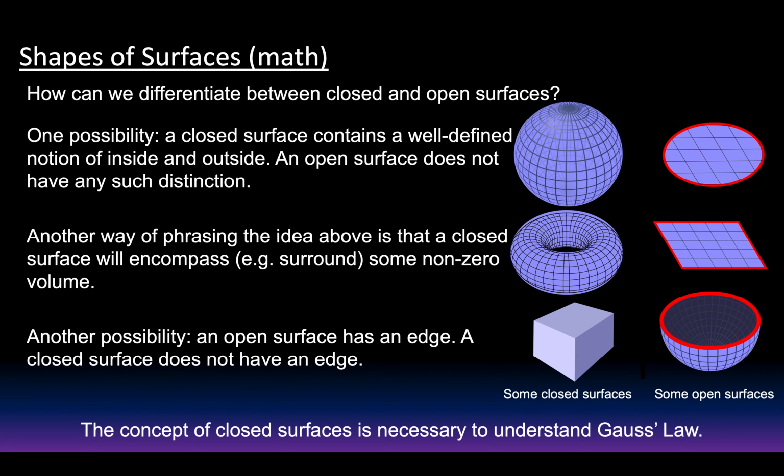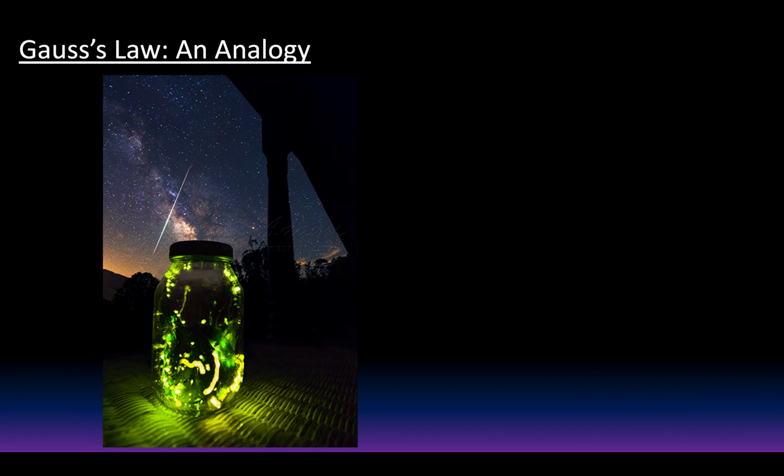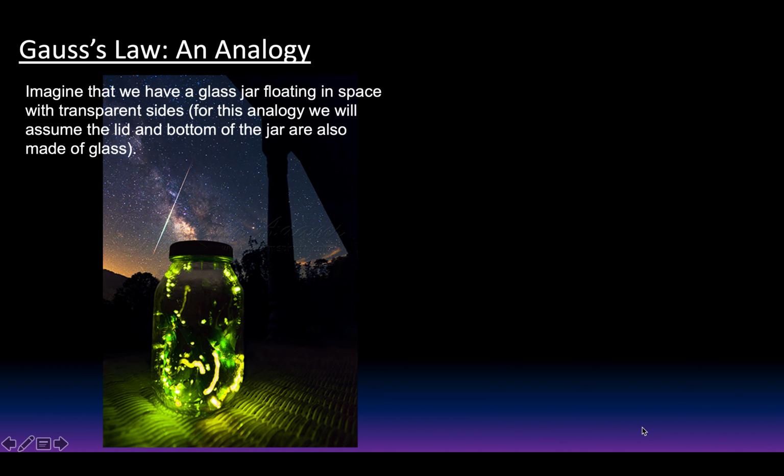To introduce Gauss's law, I first want to give an analogy. Let us suppose that we have a glass jar that is just floating somewhere between the stars. For the purpose of this analogy, I do not want the glass jar to actually be in physical contact with anything. I don't want it sitting on a table. So that's why I chose to place the jar somewhere in the middle of space.